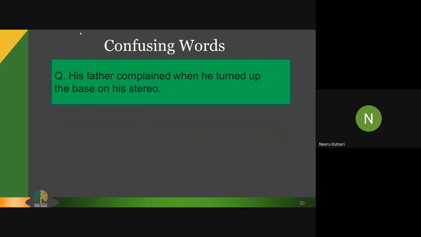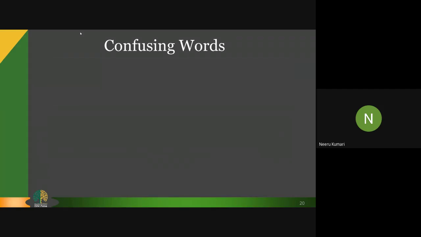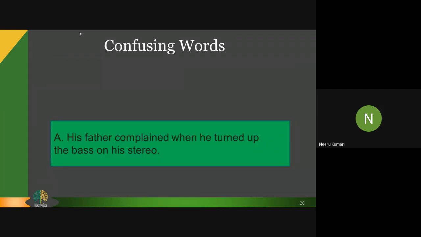Here is the next question. His father complained when he turned up the base on his stereo. Come on, every one of you knows what is the wrong word that I have used in this particular sentence, and you can quickly come up with the right word. All right. So here is the answer of this particular sentence. The word base was wrong. The right word is BASS, bass. So his father complained when he turned up the bass on his stereo.